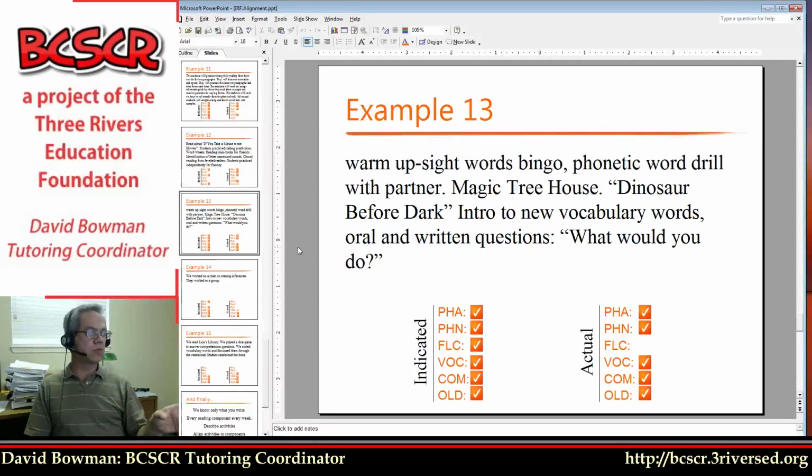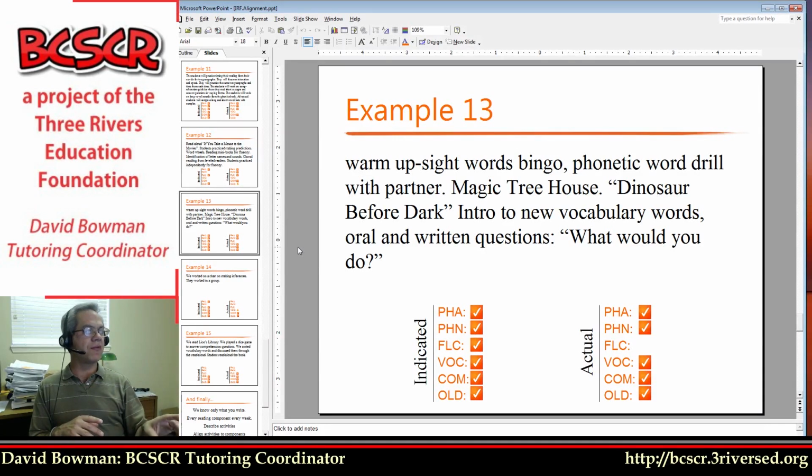I would say yes, we have the phonics and the phonemic awareness going on, that whole sight words bingo and the phonetic word drill. I would say yes, we've got the vocabulary. We don't really know what's happening there, but we know that new vocabulary terms are being addressed. We have oral and written questions, which is going to get us to comprehension. And because we're asking the students to reflect on it and think about it and express their own ideas, hopefully articulately, then we're also going to get to the oral language development.